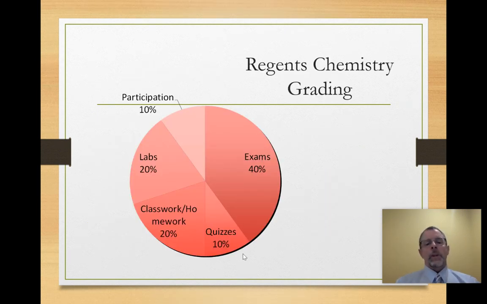So Regents chemistry, this is the grading breakdown. So exams count for 40% of the grade. So that is a big chunk of the grade. But again, we're trying to get students ready to take this Regents exam. So this is why we put such heavy emphasis on the exams. Quizzes are 10%. Classwork and homework is 20%. Labs are 20%. And again, they have to have that lab component in order to be qualified to take the Regents. And then participation, basically just showing up every day and doing the work that's required, is 10%.